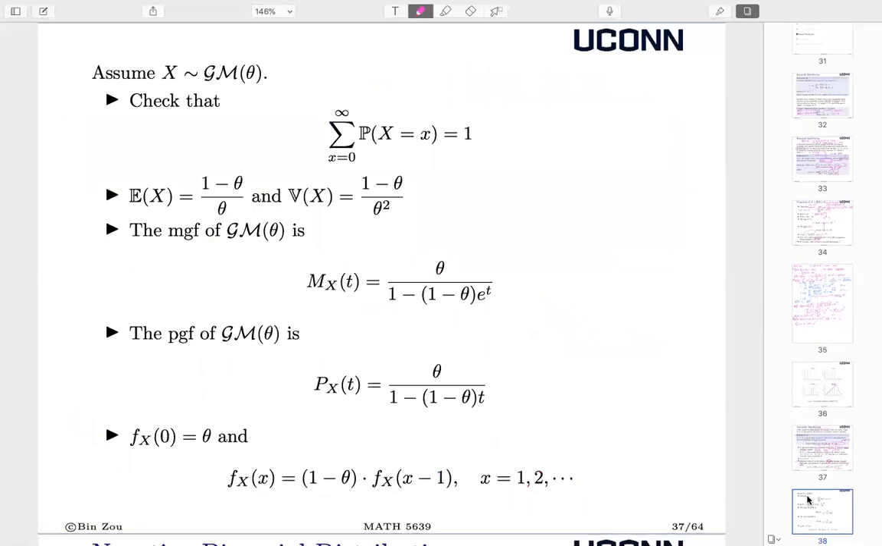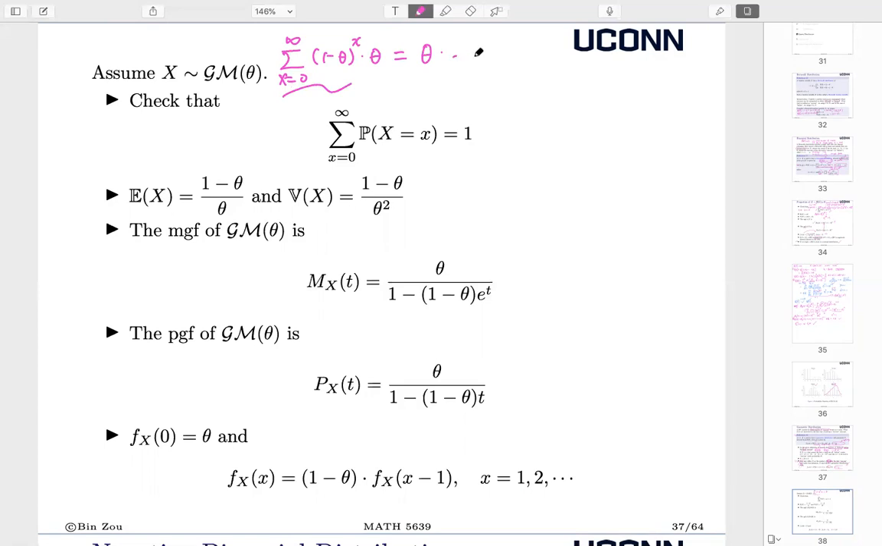We also have some properties, and some of them are straightforward to confirm. Some of them are slightly more difficult. The first one is quite easy. Sum of 1 minus theta to the power of x times theta. Theta is a constant, so let's take it out. This is a geometric series. By the way, that is the reason why this is named the geometric distribution, because what we have here is a geometric series.